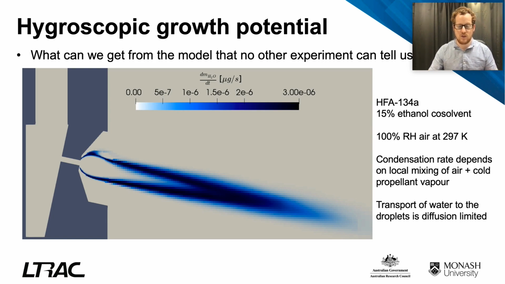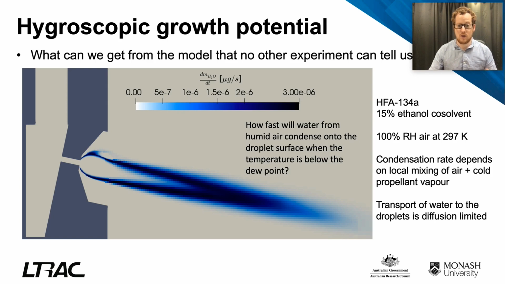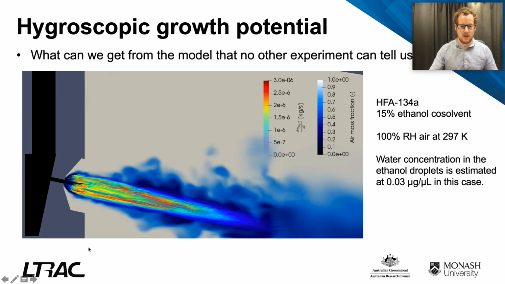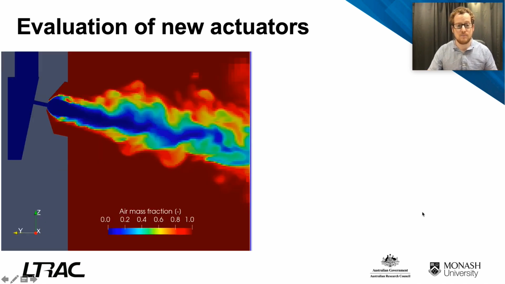So what we can do is then map that along the streamlines of the flow and answer the question, how fast will water from the humid air condense on the droplet surface? If we follow along the streamlines and integrate them, we can come up with a measurement, and we can see that we get about 30 nanograms per microliter of water on average ending up in our droplets. And since our concentration of our API is at about 1 microgram per microliter, we can see that it's relatively small in this case. But for the first time, we can actually estimate it.